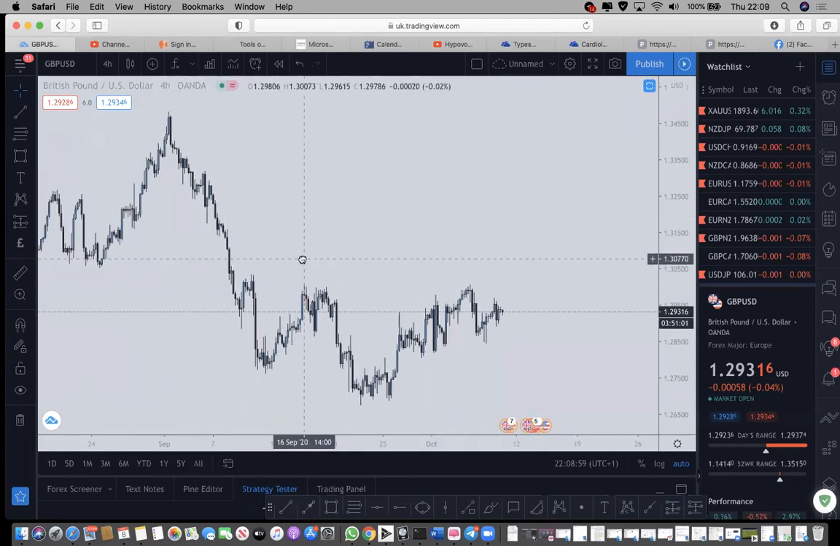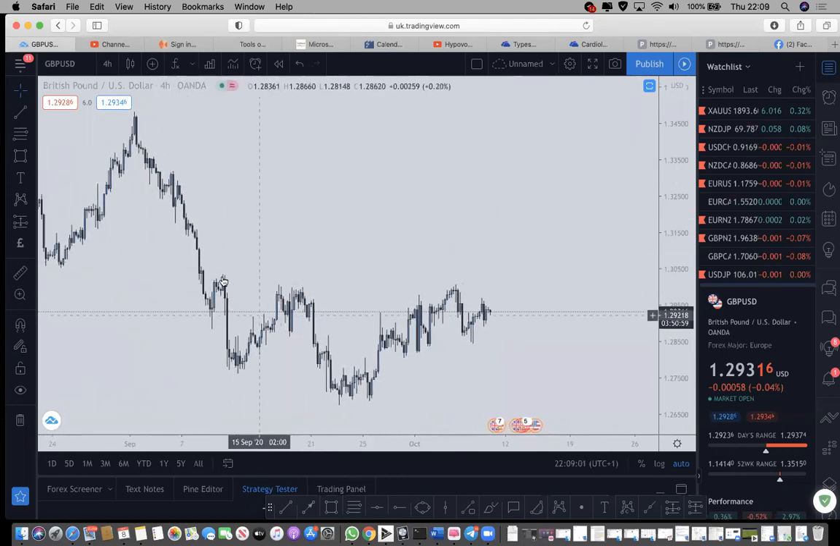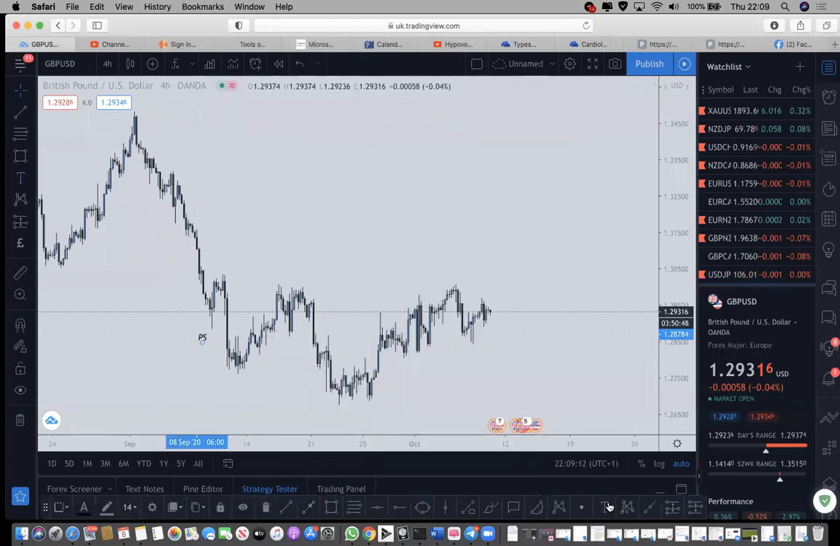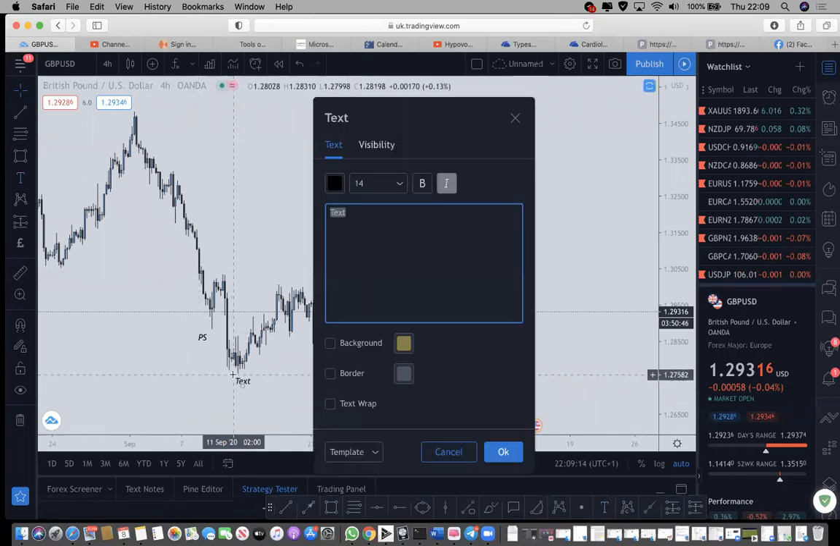So in this case, what I see around this area is what? I'm starting to see what we call Wyckoff accumulation, PS, SC.